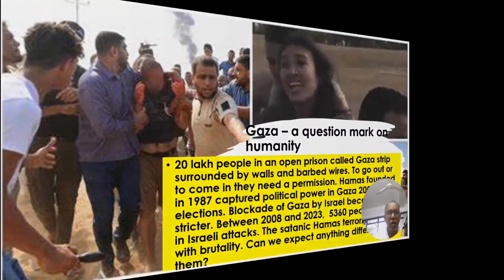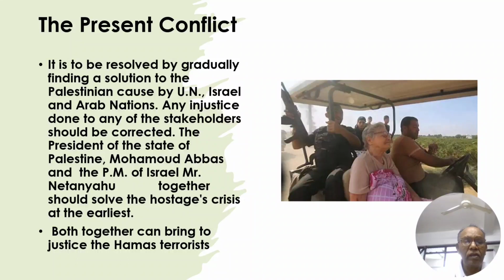The present conflict. It is to be resolved by gradually finding a solution to the Palestinian cause by the UN, Israel, and Arab nations. Any injustice done to any of the stakeholders should be corrected. The President of the State of Palestine, Mahmoud Abbas, and the PM of Israel, Mr. Netanyahu, together should solve the hostages crisis at the earliest. Both together can bring to justice the Hamas terrorists.